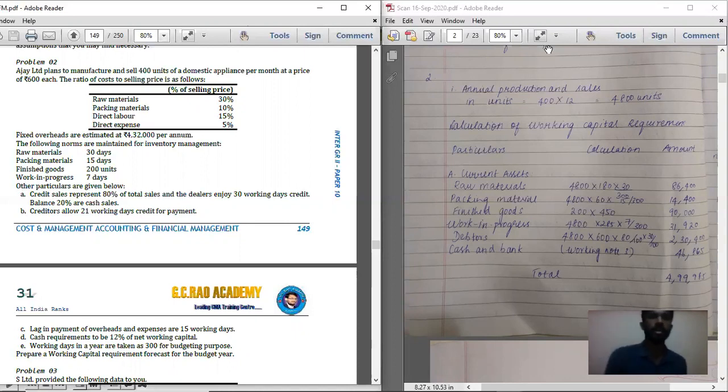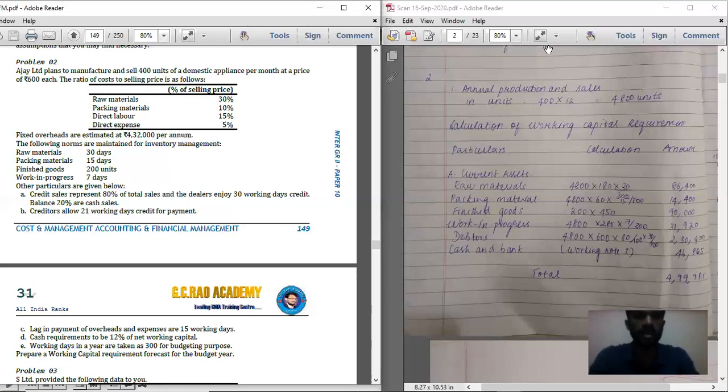That is, raw material 30 days. A minimum of 30 days requirement should be made available, and packing material is 15 days. Finished goods is 200 units. Finished goods they have given in the quantity of units. And next is work in progress, 7 days. All these four are inventory management. So using this we can find the closing stock to be maintained.